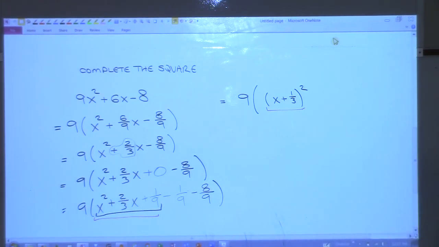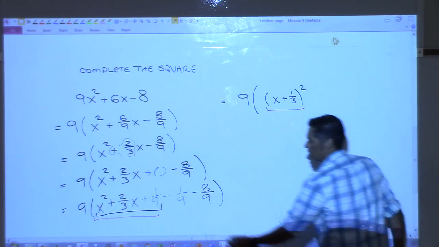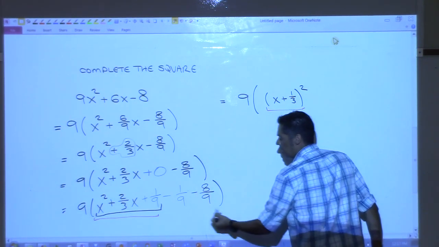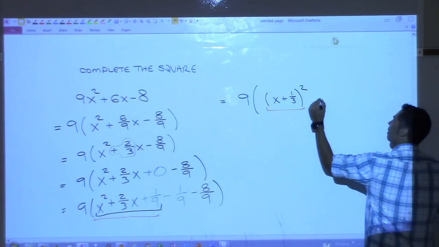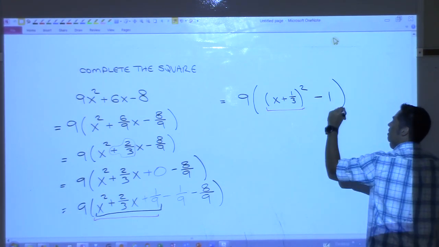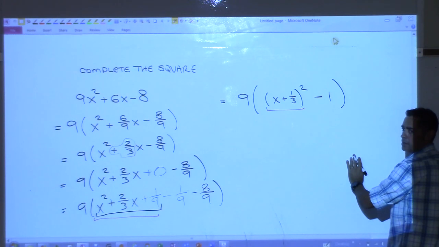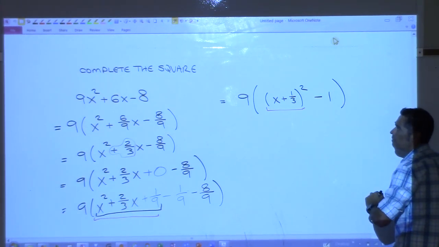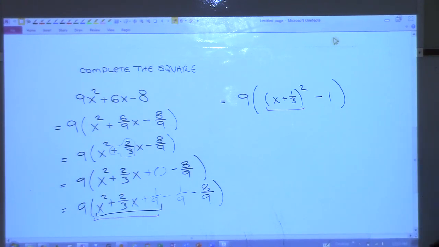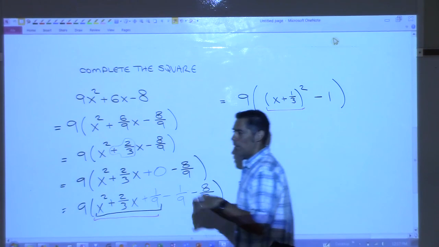Now, what's still there after that? Negative 1/9 minus negative 8/9, which is negative 9/9, which is minus 1. But that minus 1 is still in this parentheses, right? And there's still a 9 out in front of all that. Okay, that's it.